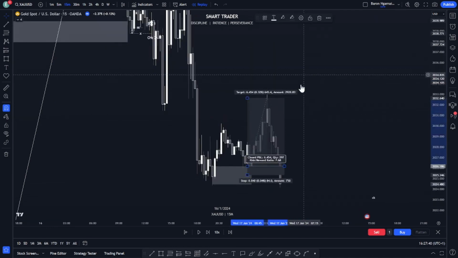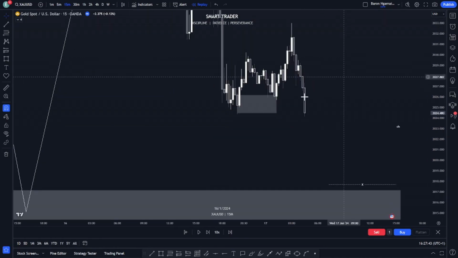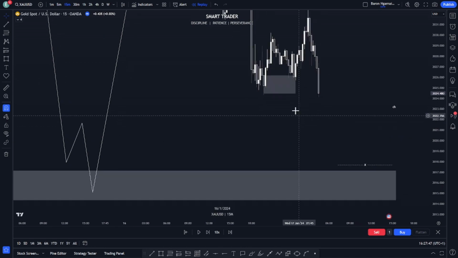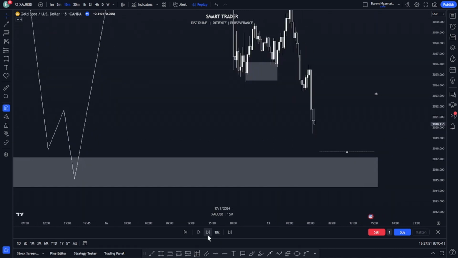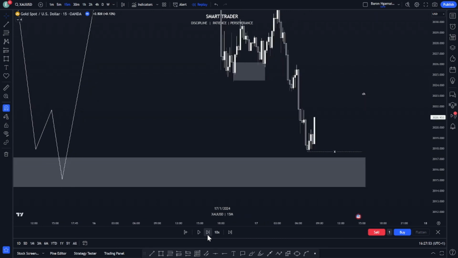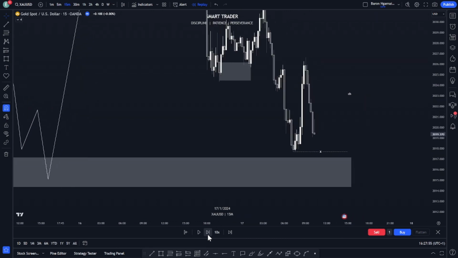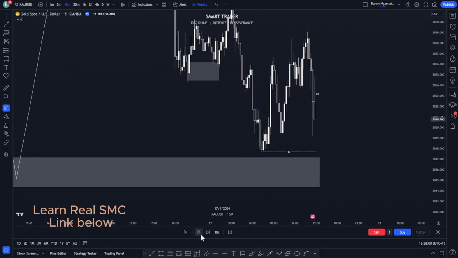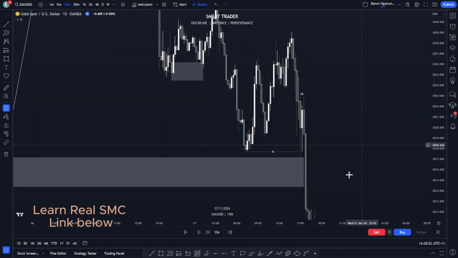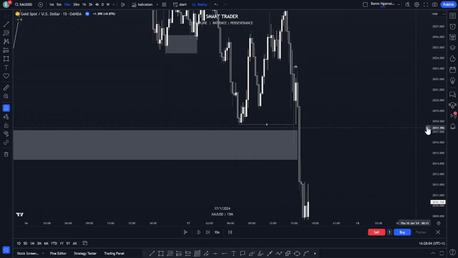Okay, so this was also valid, and after that the market has continued to drop, looking for mitigating our extreme order block below here. At this point the market has almost mitigated our extreme order block, but it has reacted before completely breaking it. This is a valid order block over here.